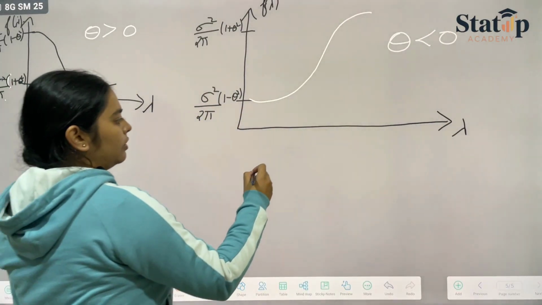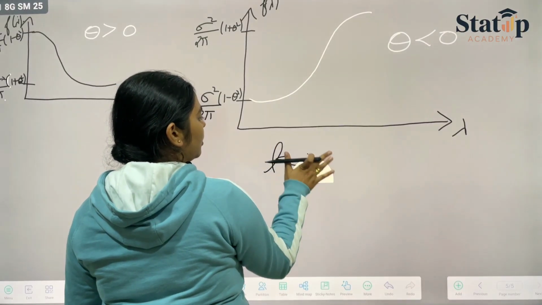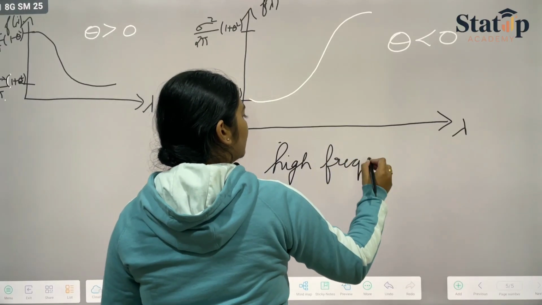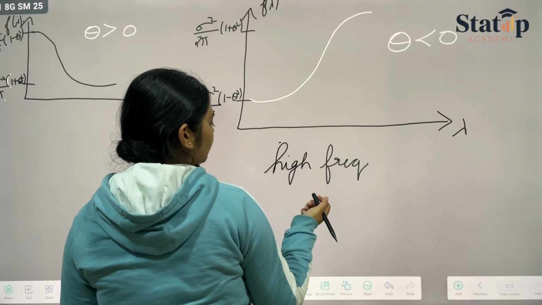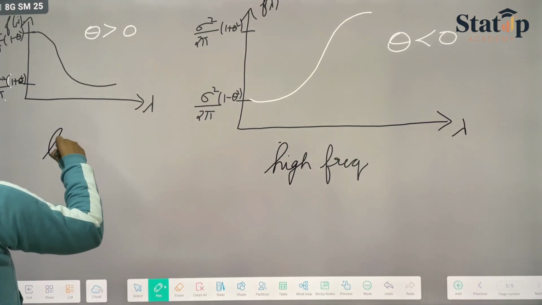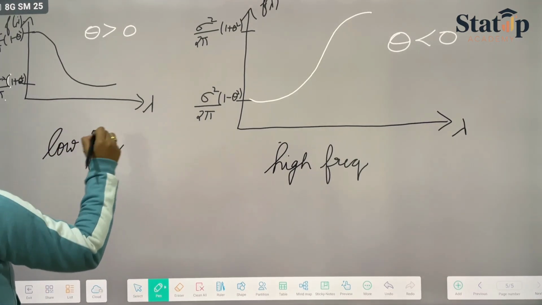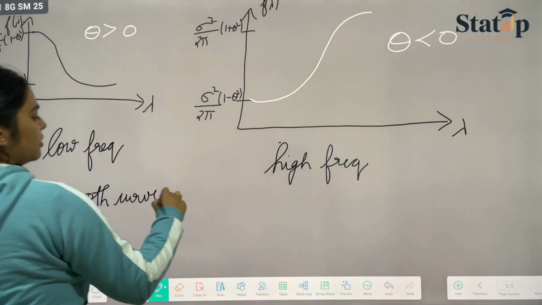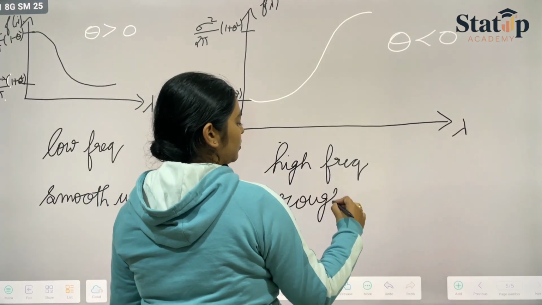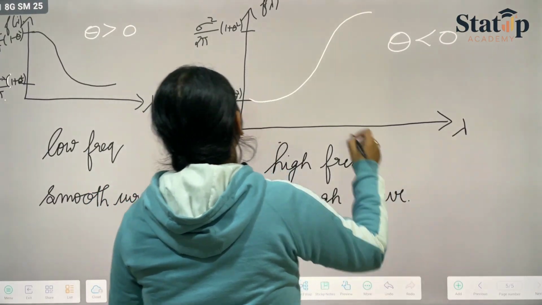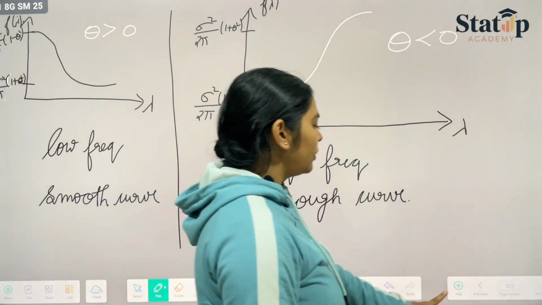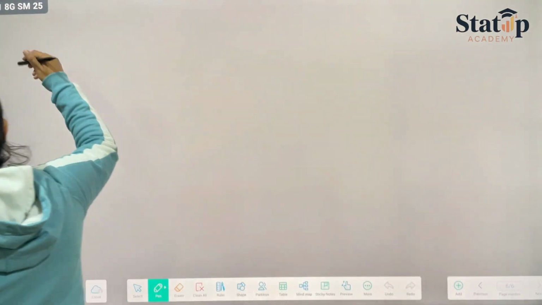Here also, low frequency dominated by high frequency, and one more thing was there, it is dominated by low frequency. Smooth curve and rough curve. These are the two graphs that we need to draw in the exam for moving average model of order 1.